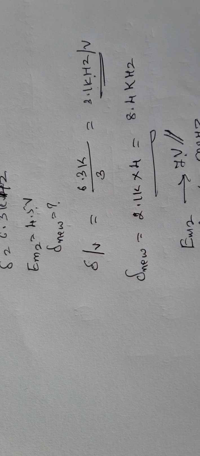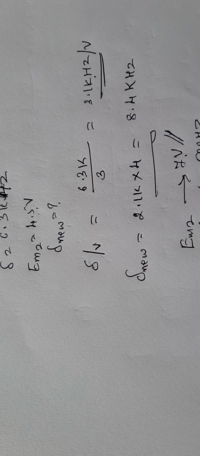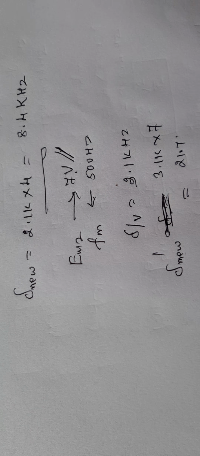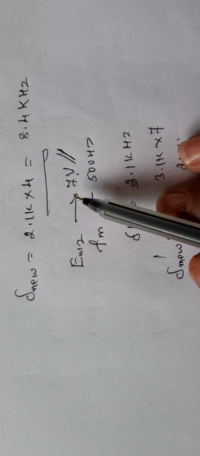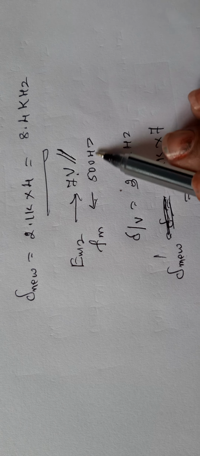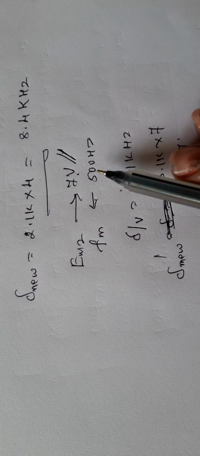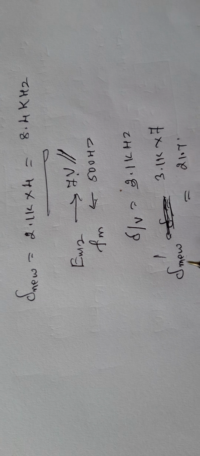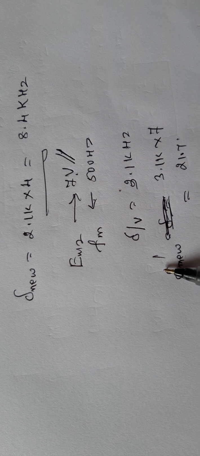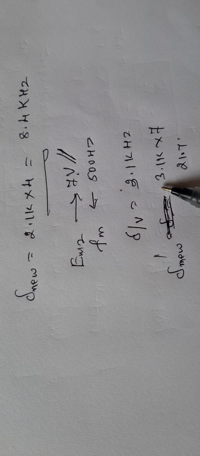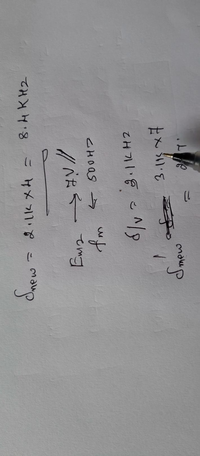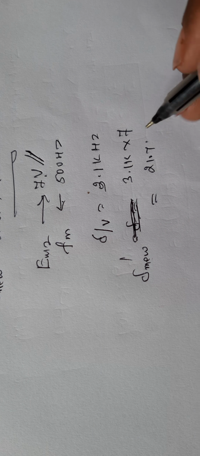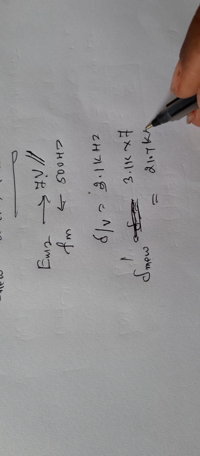So it is given that when EM2 is raised to 7 volts, FM reduces to 500 hertz. And we know that deviation per unit volt is 3.1 kilohertz. Then what is the new deviation, delta nu dash? 3.1 is for 1 volt. For 7 volts, what is the deviation? 3.1 kilo into 7 is 21.7 kilohertz, is the unit.